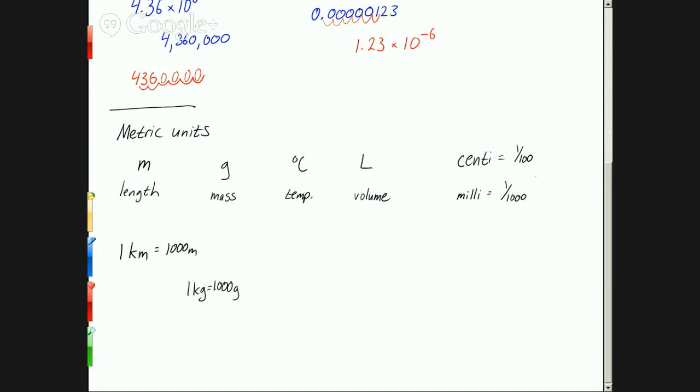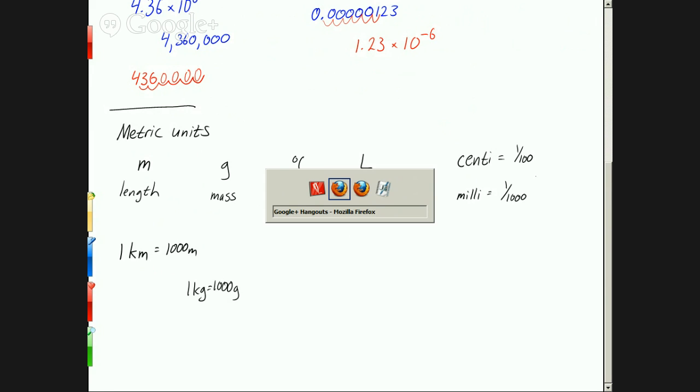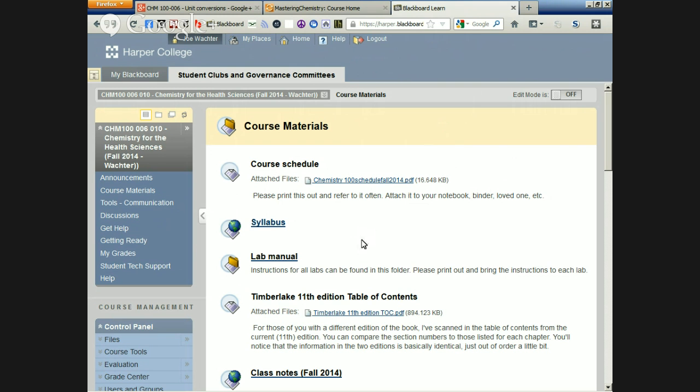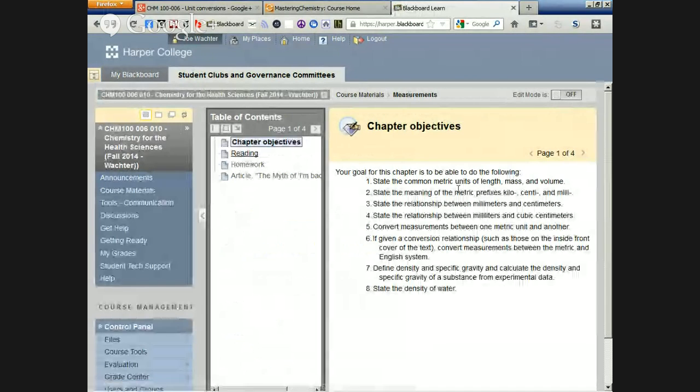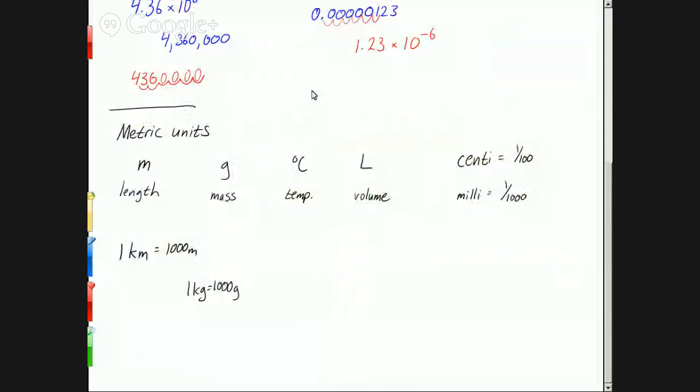If you get confused about which things you need to know or not know, if you jump back to Blackboard, in the measurements section here, you see under the chapter objectives which ones you need to know. So you need to know the meaning of the prefixes kilo, centi, and milli, but other conversions that we'll talk about in a little bit, like going between metric and English units, I'll give you those numbers. So you need to know how to use the numbers, but you don't need to memorize the numbers. And if you ever get confused on that, you can go back to those objectives, and that'll always be clear what you need to know and what you don't.